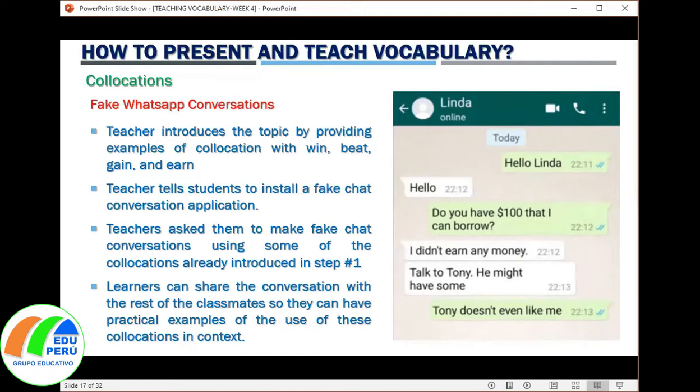So notice they start chatting, no? They start chatting with this WhatsApp. You can give them some here if they don't have the opportunity to use the cell phones, so they can create by drawing. So maybe you can give them the framework in order to simulate that they are chatting by WhatsApp, no? And they start writing or using these words together.